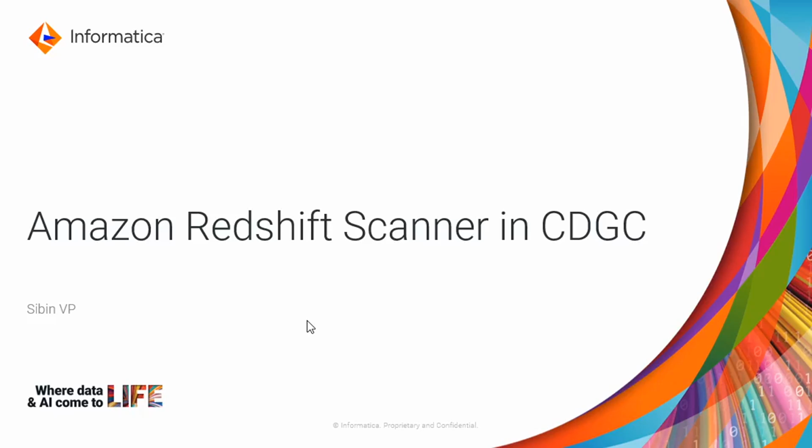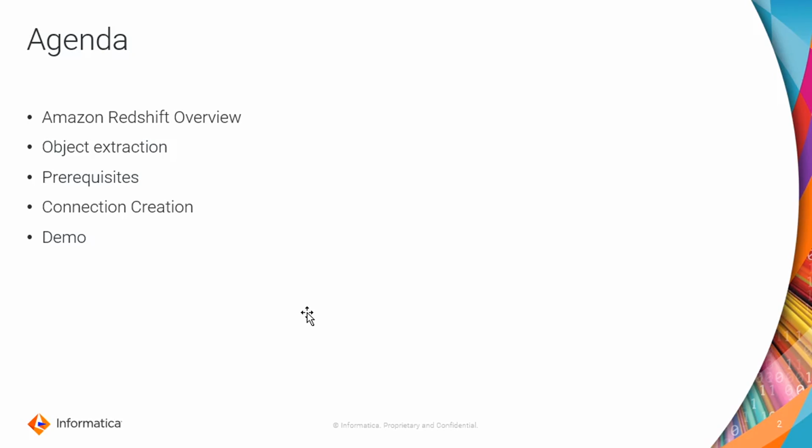In this session, I'll be explaining about configuring an Amazon Redshift scanner in CDGC. These are the main points I'm going to explain in this presentation. I'll begin with the Redshift overview. In addition to that, object extraction, prerequisites, profiling, connection creation properties, and we'll conclude with a demo presentation.